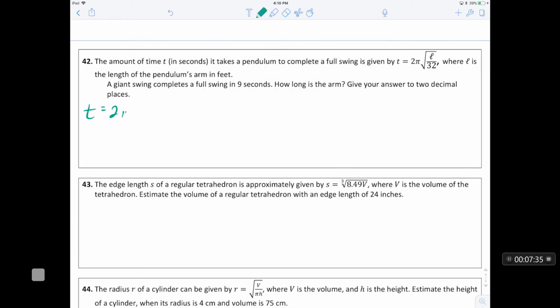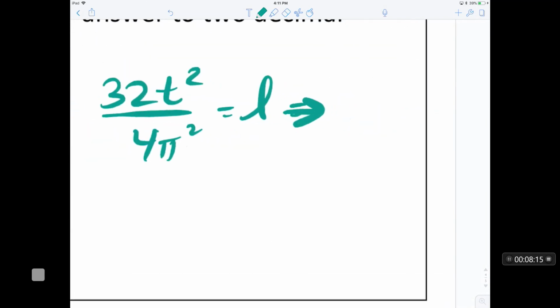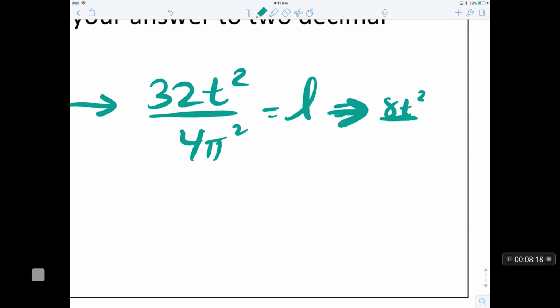I've got t is equal to 2 pi times the square root of L over 32. Okay, I'm trying to solve for L here. So first thing I need to do is divide both sides by 2 pi. Then I will square both sides. So I get t squared over 4 pi squared is equal to L over 32. Next thing I will do is multiply both sides by 32. So then I get 32 t squared over 4 pi squared is equal to L, and then I can reduce that to 8t squared over pi squared equals L.